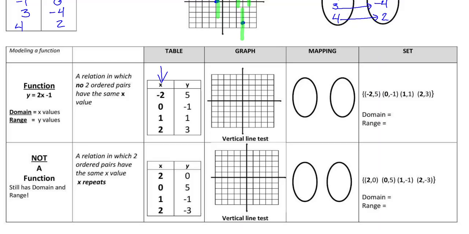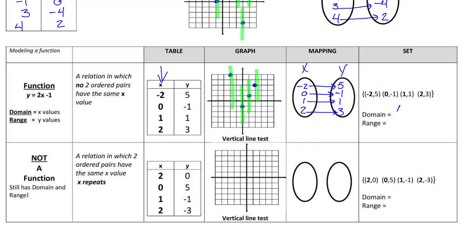If you do the vertical line test, you can plot the points -2, 5, 0, -1, 1, 1, 2, 1, 2, 3. And if we do the vertical line test, none of the points are on the same green line that I just drew. You can also map it. Remember, x goes in the first one, y goes in the second one. -2, 0, 1, 2. 5, -1, 1, 3. And they've just mapped straight across in this one. So that one works.